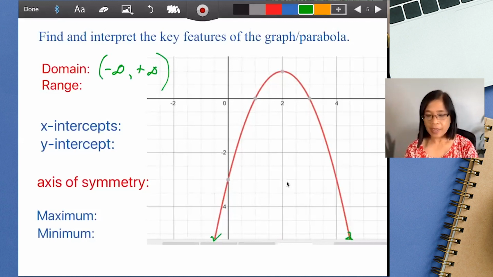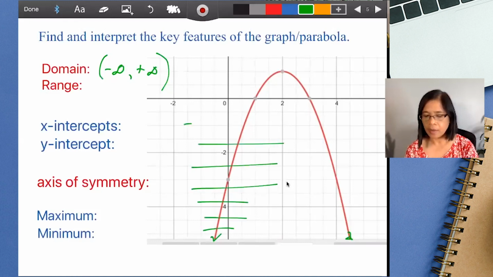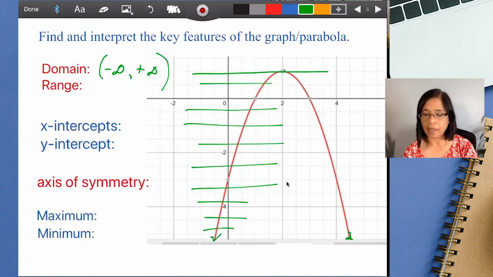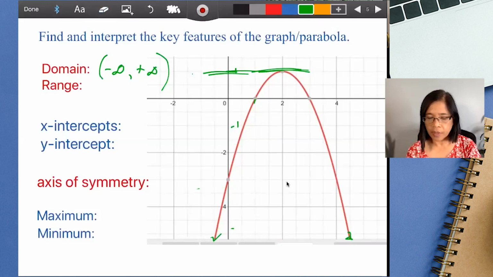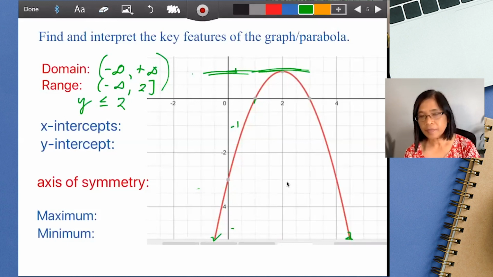However, if we look at the range, these are the y values. But notice that our y value would end at this point here. So our range will be from, if we count here, this is 1, 2. This is the maximum value for y, or the maximum value for our range. So our range will just be from negative infinity up to 2, or we could write this as y is less than or equal to 2. Follow? Domain is the set of possible values for x. Range is the set of possible values for y.